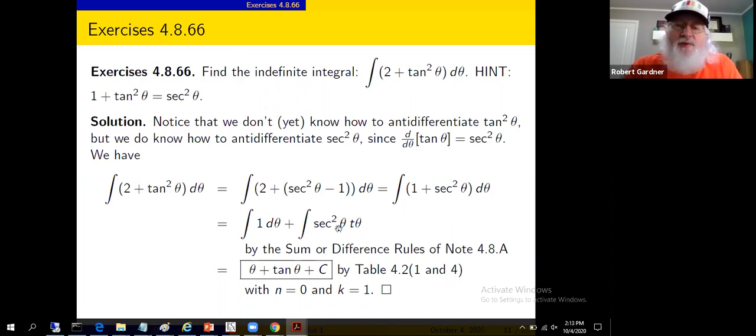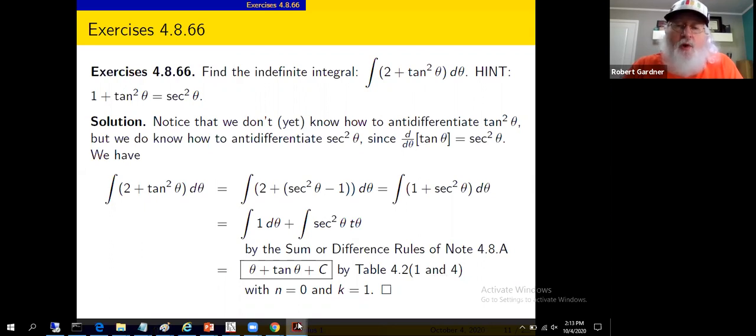Indefinite integral of the first plus the indefinite integral of the second, sum rule. You know how to integrate 1. Antiderivative of 1 is the variable, variable's theta. And you know how to anti-differentiate secant squared. The antiderivative of secant squared is tangent, as we observed up here. You can also see it from the table.